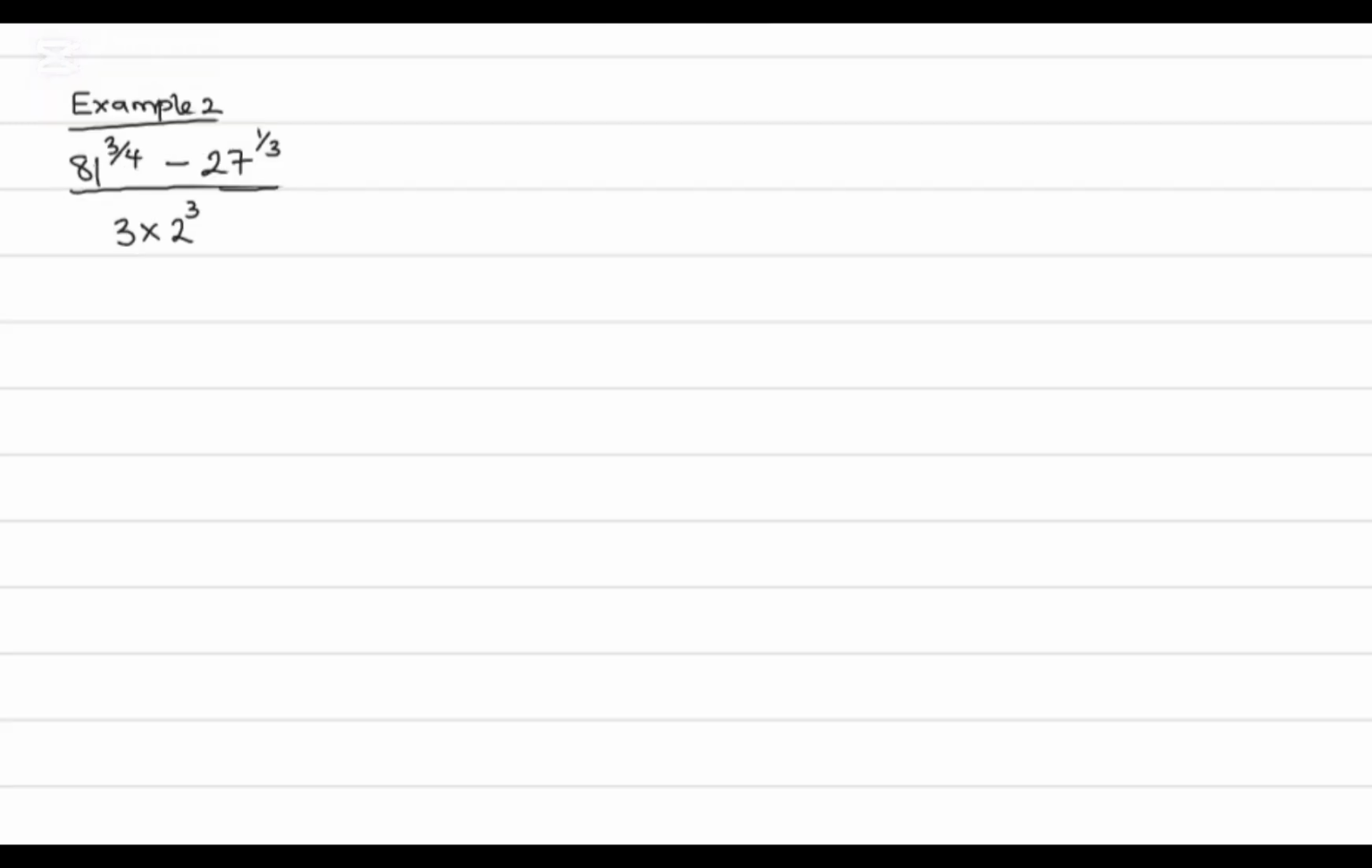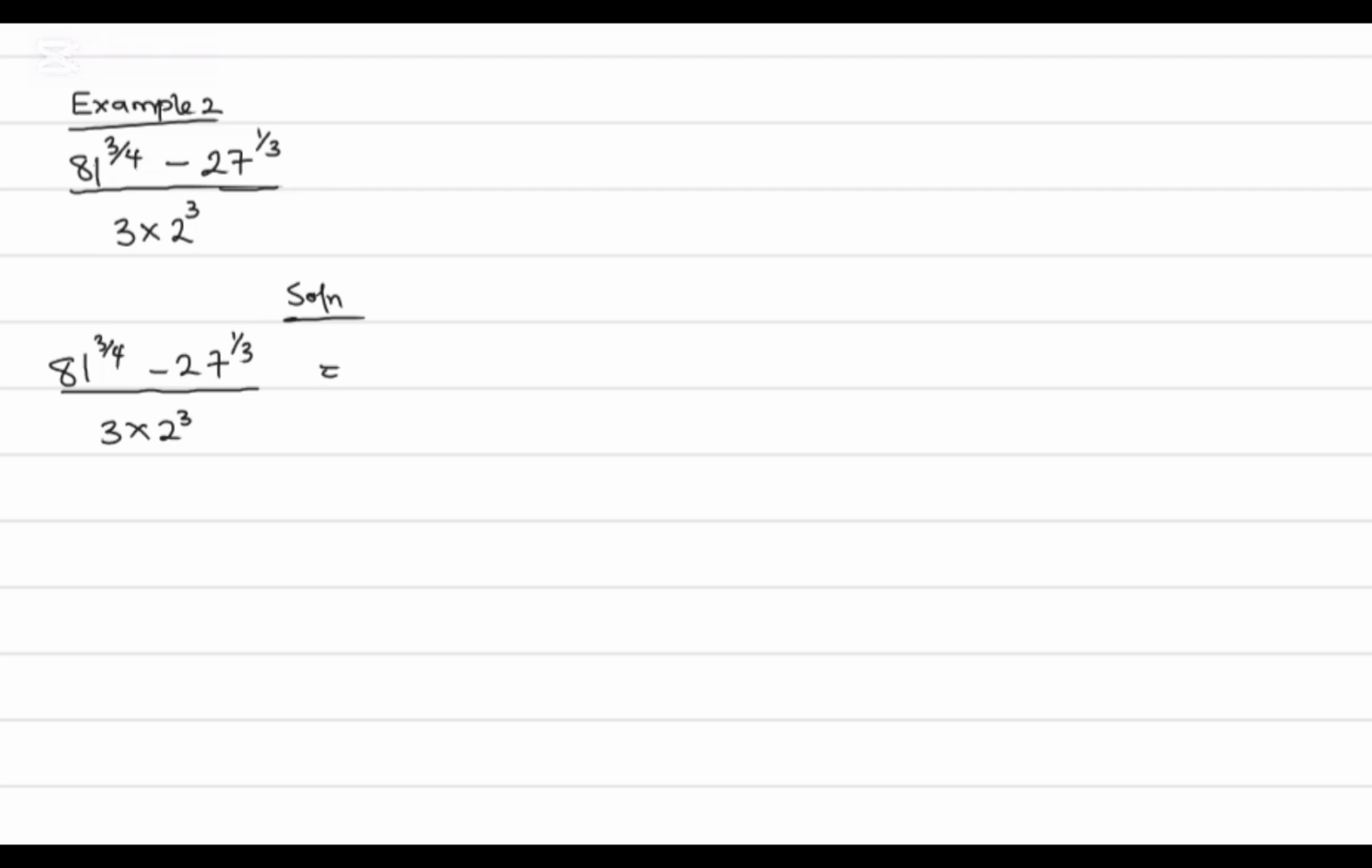Example 2 says we should evaluate 81 raised to power 3 over 4 minus 27 raised to power 1 over 3, all over 3 times 2 raised to power 3. To solve this, we simply say solution. So I have 81 raised to power 3 over 4 minus 27 raised to power 1 over 3, all over 3 multiplied by 2 raised to power 3. And this is quite an easy one.